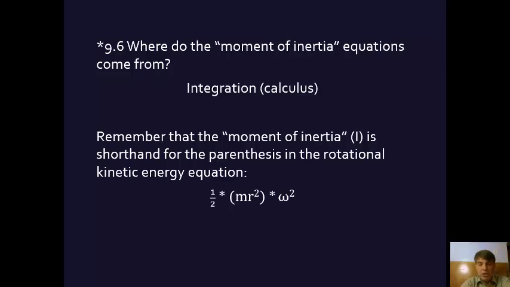So the rotational kinetic energy is 1/2 mr squared times the angular velocity squared, and that mr squared part in the middle is what they call the moment of inertia. It involves the mass of the body, it involves the radius of the body.